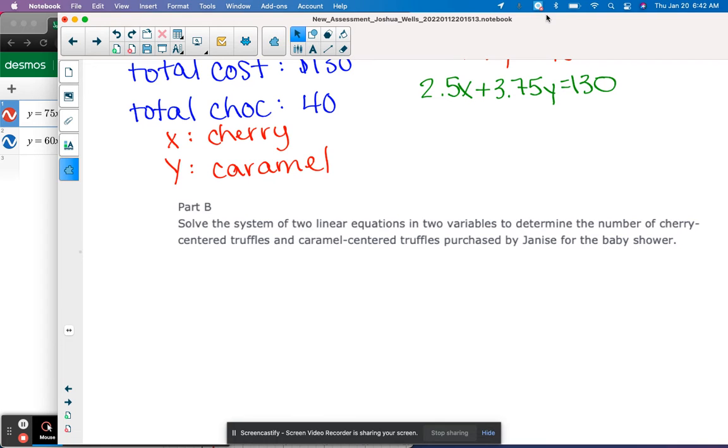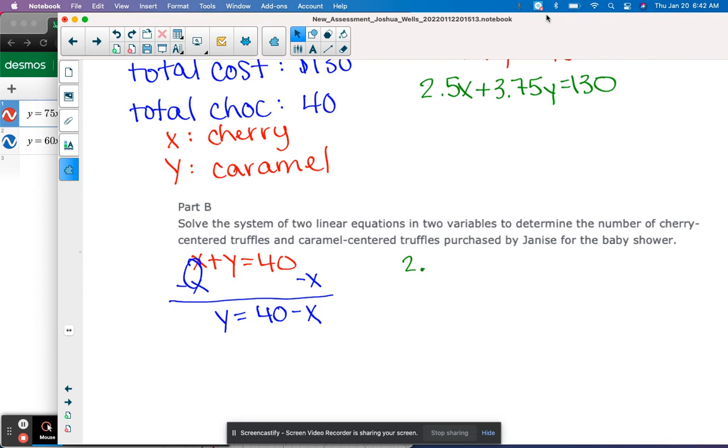The first equation we have is x plus y equals 40. What we need to do is subtract the x from both sides. When we subtract x, y equals 40 minus x. So this equation is good to go. We can go ahead and type it in Desmos. But let's go ahead and solve the other equation.